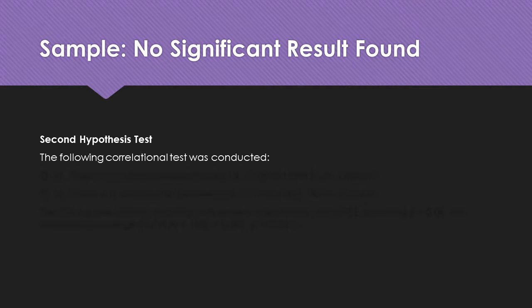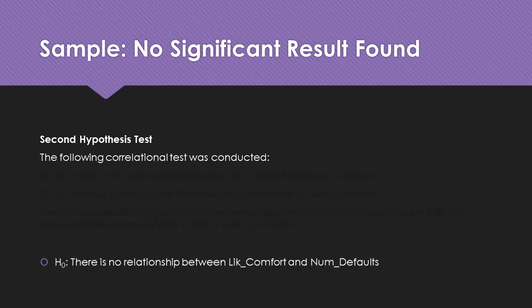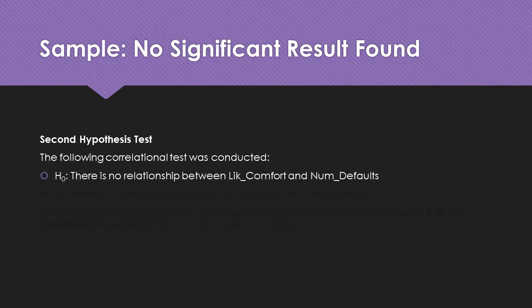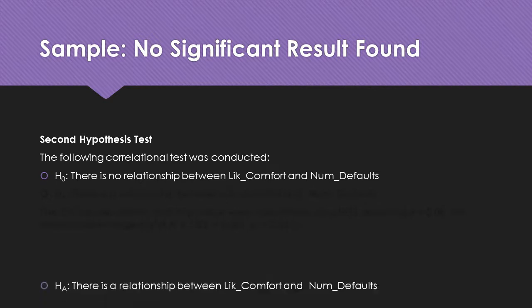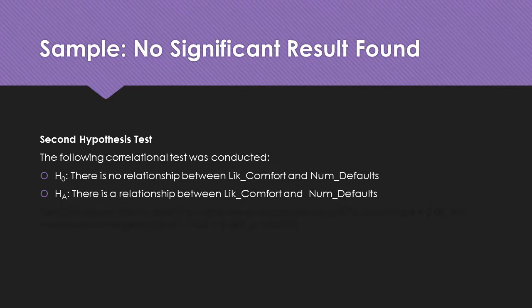The second hypothesis test used a null hypothesis that stated there is no relationship between the comfort level of participants' financial standing and the number of payments they had in default. The alternative hypothesis stated there is a relationship between the comfort level of participants and their financial status and the number of payments that are in default.